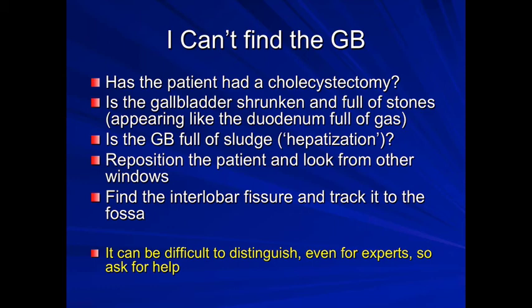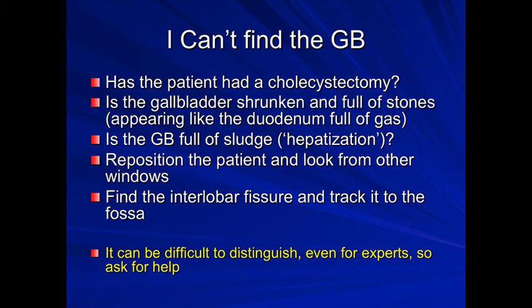If the gallbladder is shrunken and full of stones, as you often see in chronic cholecystitis, then it can be very difficult to distinguish it from the adjacent duodenum that's full of gas. And in fact, this can be very difficult to tell between the two, and we will show you some examples of this shortly.